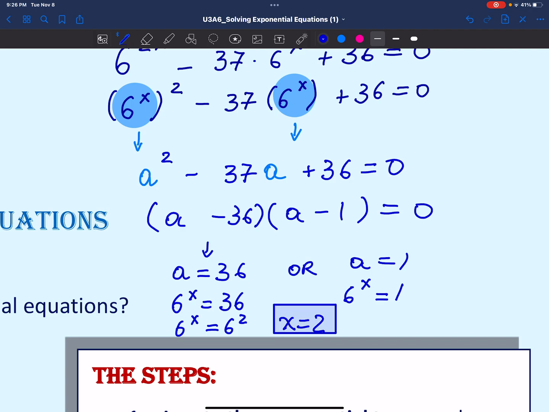And the other solution is obtained from the next equation, where x can be obtained by converting into log statement, or simply convert it to 6 to the power 0, the right side, where x equals 0. And this will be our second solution.